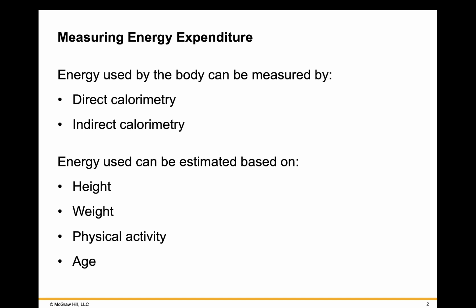Energy that's used by the body can be measured in one of two ways. One is direct calorimetry, the other is indirect calorimetry. The other method that can be used is an estimate of energy expenditure, and this would be based on height, weight, physical activity, and age.